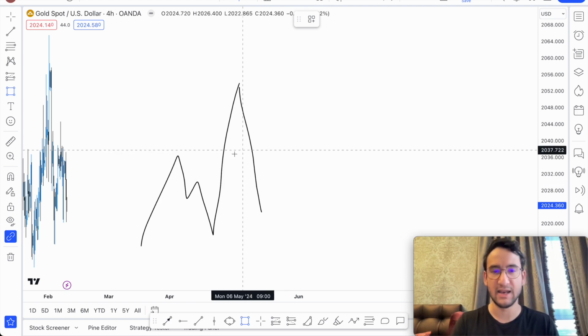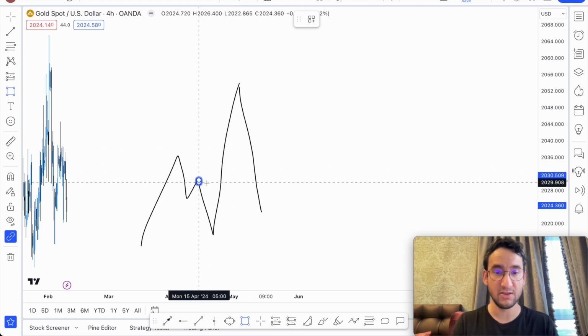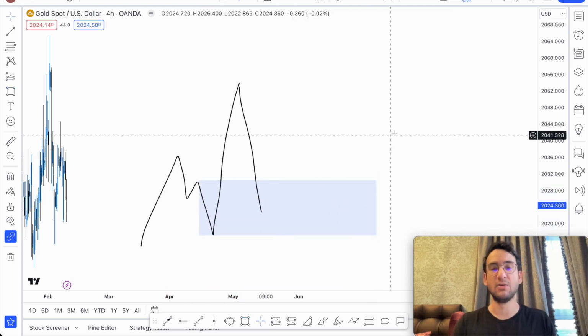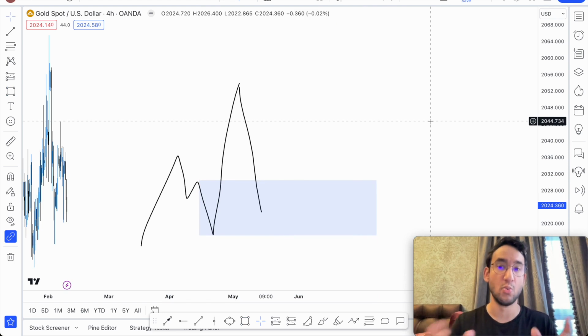Where is that exactly? That would be right at this high that you see over here to this low right here, and I would expand that out. Now, just a little background as to why I do this.